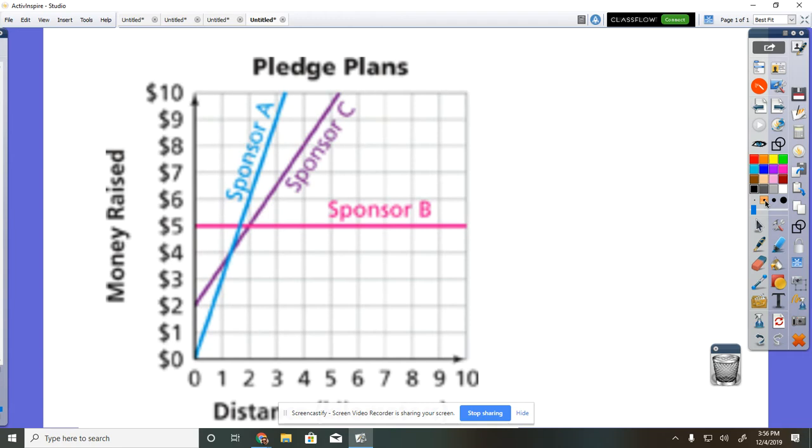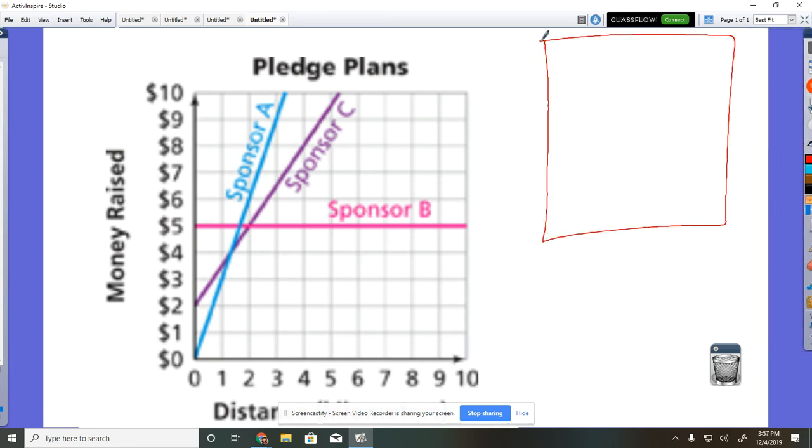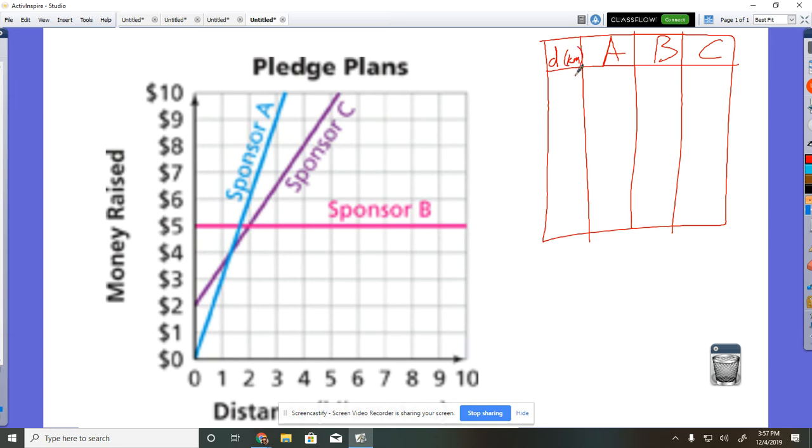So we're going to start off by making a table. We're going to make a really quick table here. This could be helpful for your students. And then this is distance walked, so we'll put a little d here, and then most likely kilometers here. We always want to start off at 0 in our table. On this graph, we are given all the way up to 10, but if we can just show in our table at least 3 values, we should be in good shape.